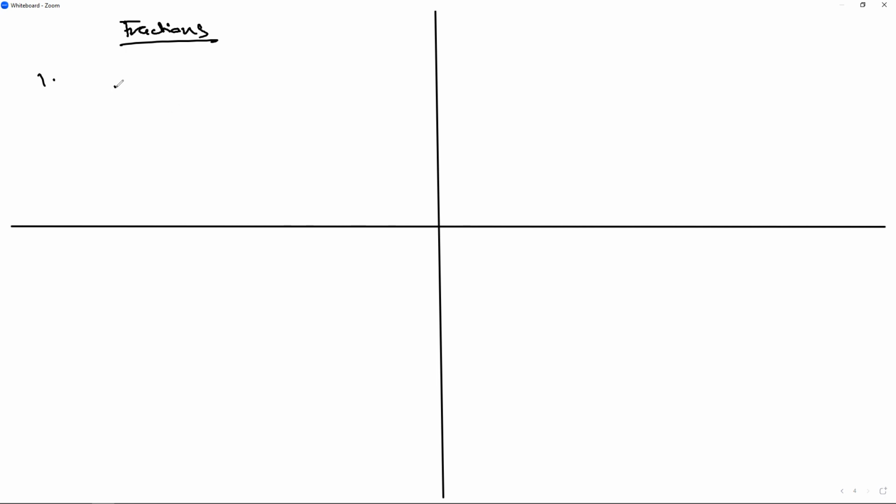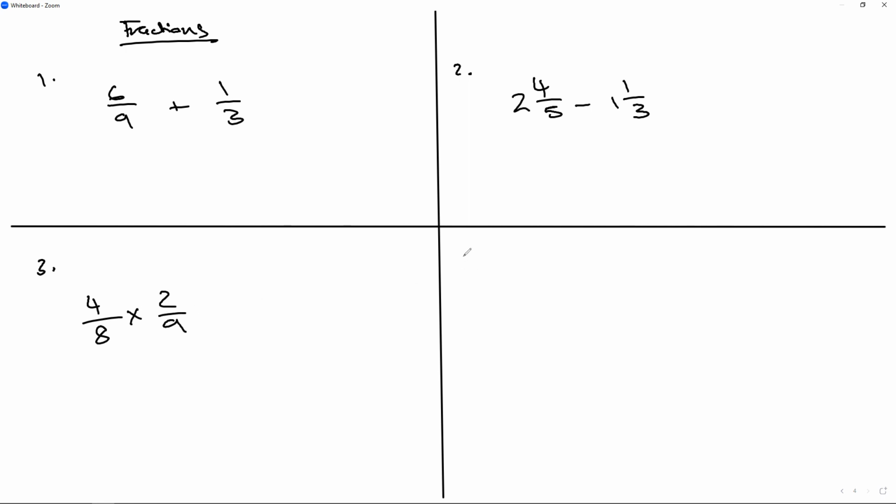So this is going to be, let's say, 6 over 9 plus 1 over 3. Please show all your working for these questions. 2 and 4 fifths minus 1 and a third. 4 eighths multiplied by 2 ninths. 2 and 15 over 20 divided by 3. All right. Show all your working. Give it a go. When you're done, press play.